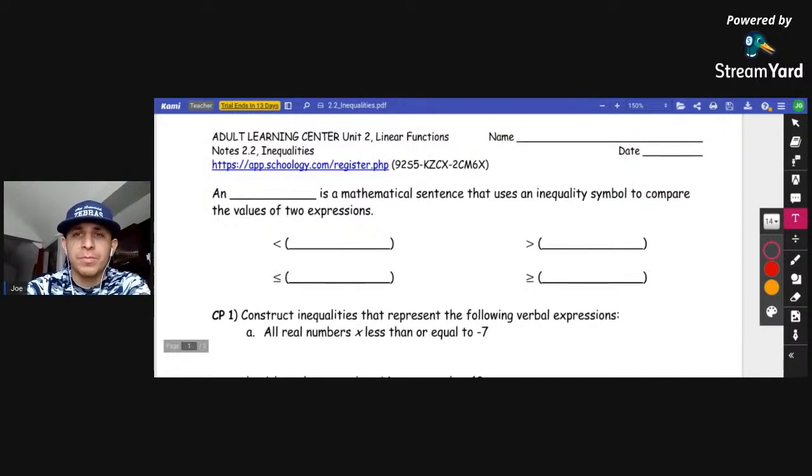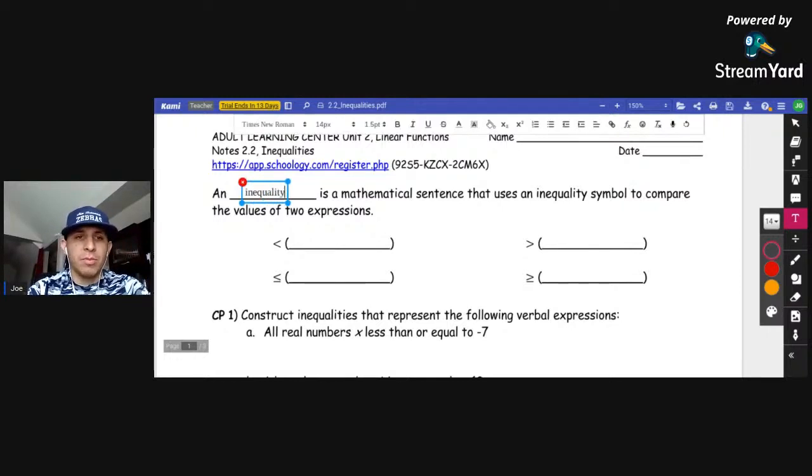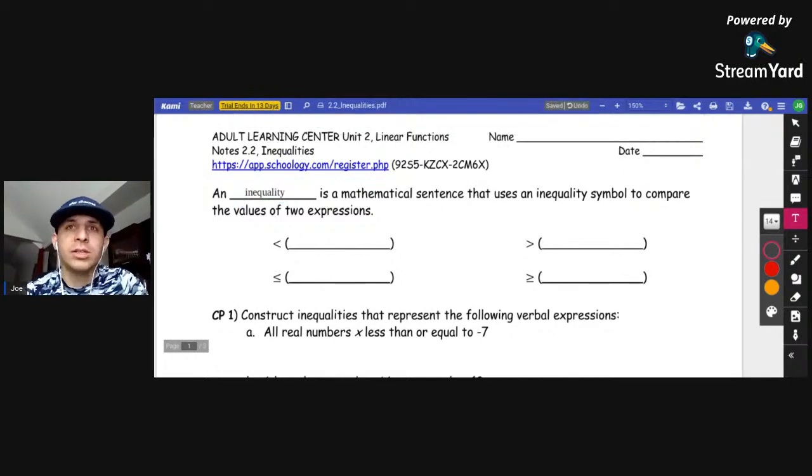Here we go. So a mathematical sentence that uses an inequality symbol to compare the values of two expressions is known in the mathematics realm as an inequality. A little slight variation from an equation, right? Where in an equation we use an equal sign.